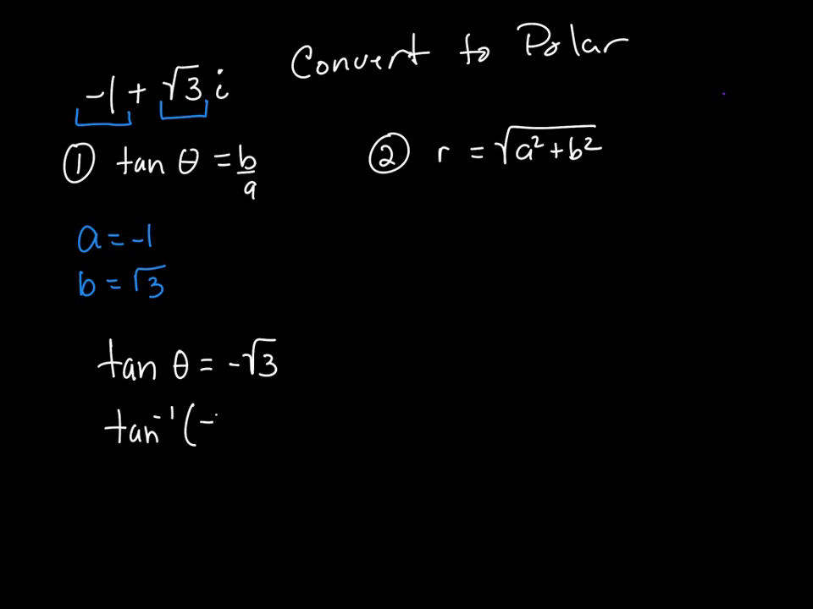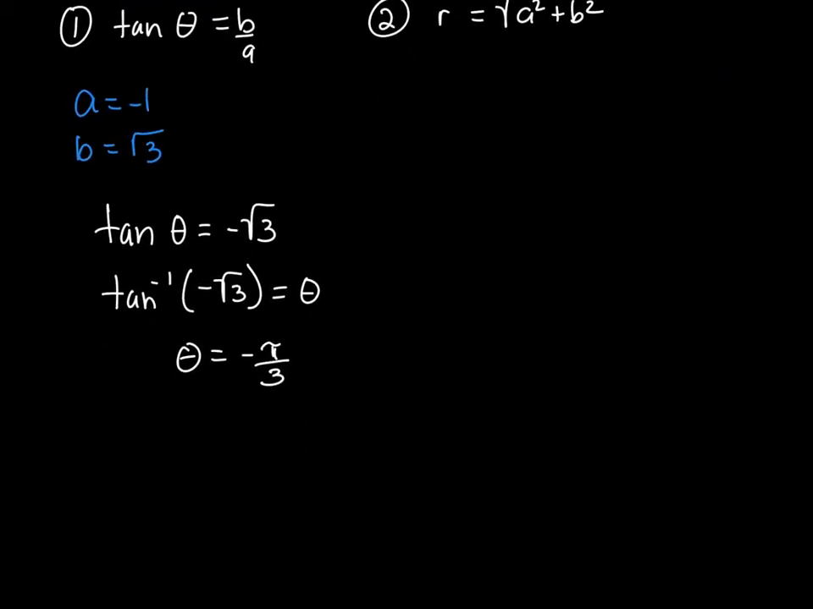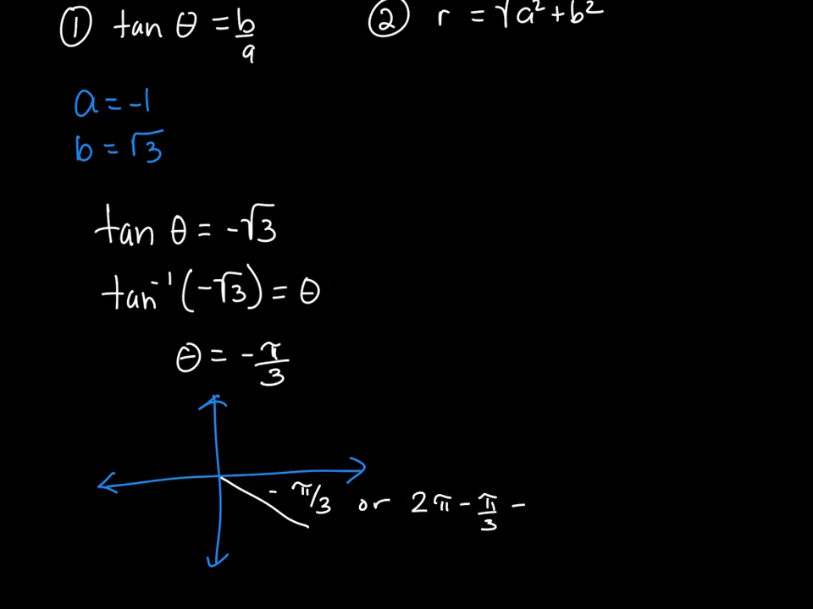That happens when theta is equal to, if you put it in the calculator, you're going to go ahead and get negative pi over 3. Now, unfortunately, that's not the value we want. That's the reference angle that we want. So if we take a look at what happens here, we can see that that is going in the opposite direction, so that would be down there at negative pi over 3. That also is the same angle as 2 pi minus pi over 3, or 5 pi over 3.